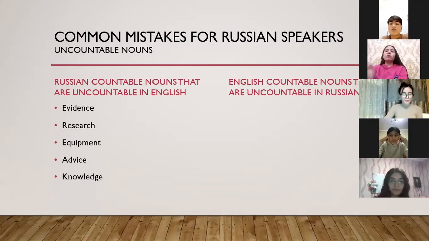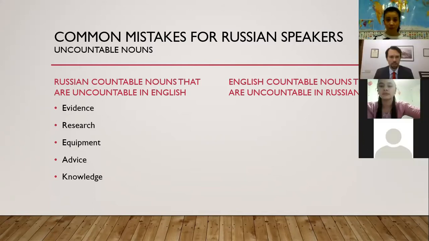You can have some evidence, but you cannot have evidences. It doesn't sound good in English, and it's grammatically incorrect. Same thing with research. You can have many studies. So исследования could be studies, but not researches. That's not a word in English. Of equipment, many pieces of equipment, but you can't have equipments.